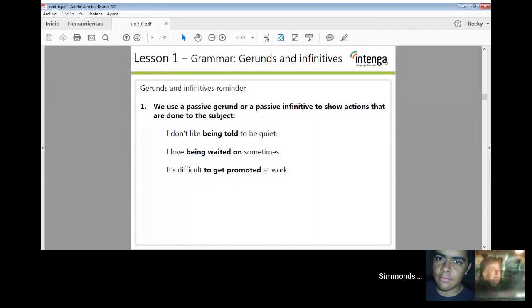So what you're seeing in the first two is be and told, be and waited, in the past because it's a regular verb. In the last one, we use get sometimes.